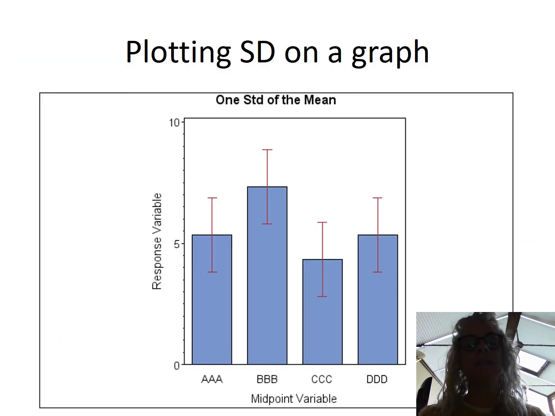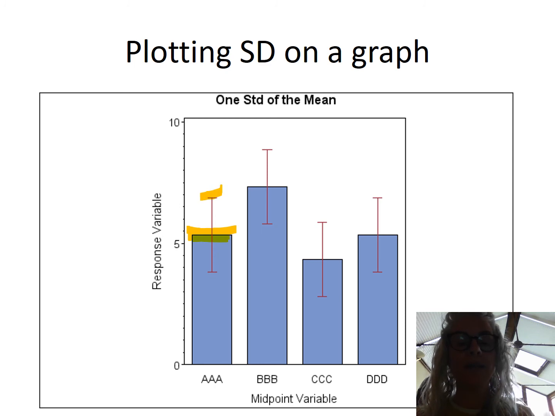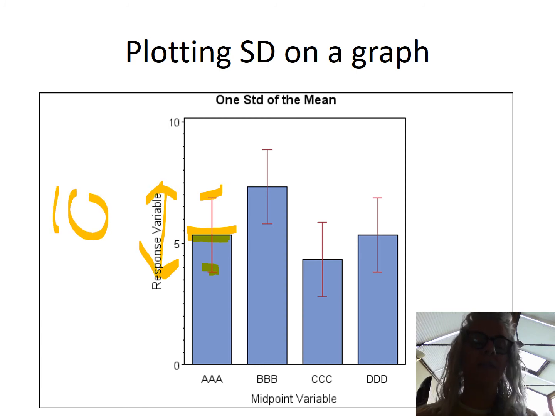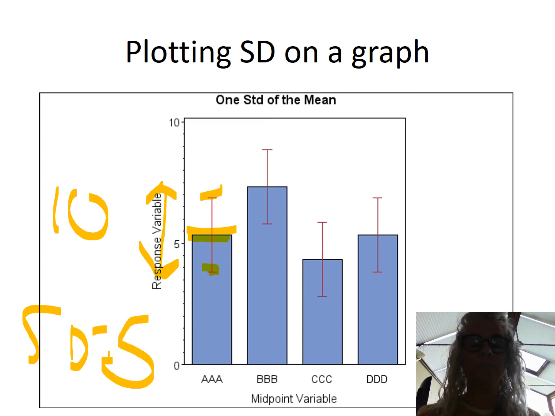Now, plotting standard deviation on a graph, you plot one standard deviation above the mean and one standard deviation below the mean. So let's say the standard deviation is 5. You're plotting the mean here. This bar represents one standard deviation above the mean, so that's 5 above, and this represents 5 below. So that represents 10 if your standard deviation was 5. Okay, does that make sense? And that shows you the variation between your means.